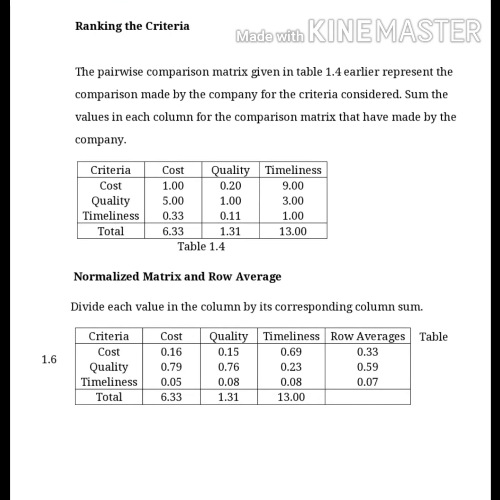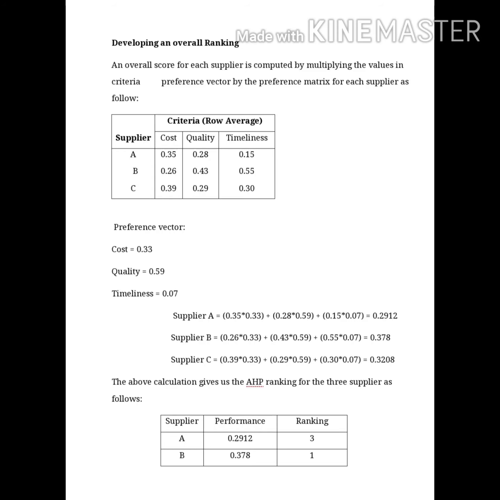Then, ranking the criteria. The pairwise comparison matrix given in table 1.4 earlier represents the comparison made by the company for the criteria considered. Sum the values in each column for the comparison matrix made by the company. Normalize the matrix and take the row average: divide each value in the column by its corresponding column sum. And then, developing an overall ranking. An overall score for each supplier is computed by multiplying the values in the criteria preference vector by the preference matrix for each supplier as follows.